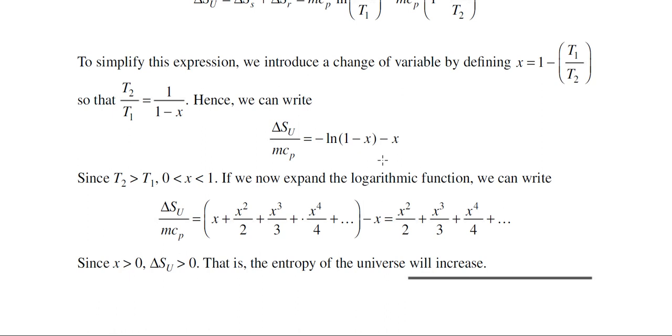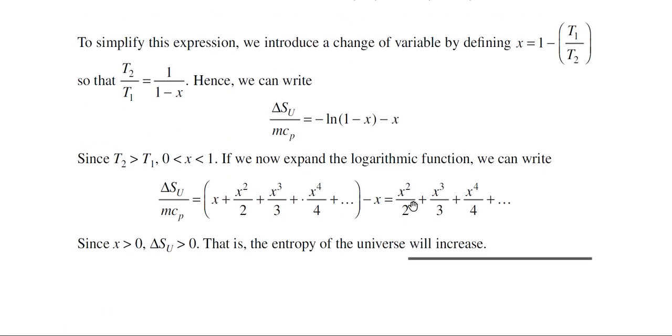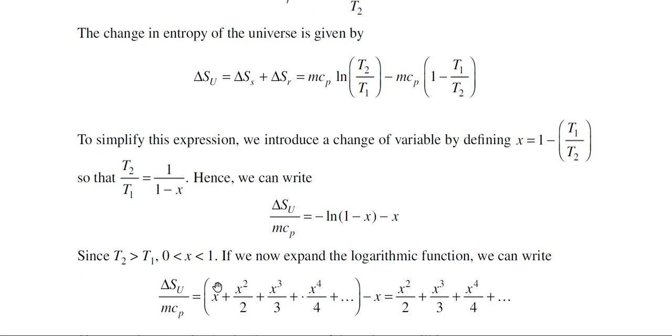Then again you need some simplification, you have to expand the logarithm of 1 minus x. So, we have expanded here. And after expanding, this is the final expression, and as small x is equal to 1 minus T1 by T2, that is always greater than 0. So, the left hand side will always be greater than 0. That means, what is the left hand side actually? This is the change of entropy of the universe.